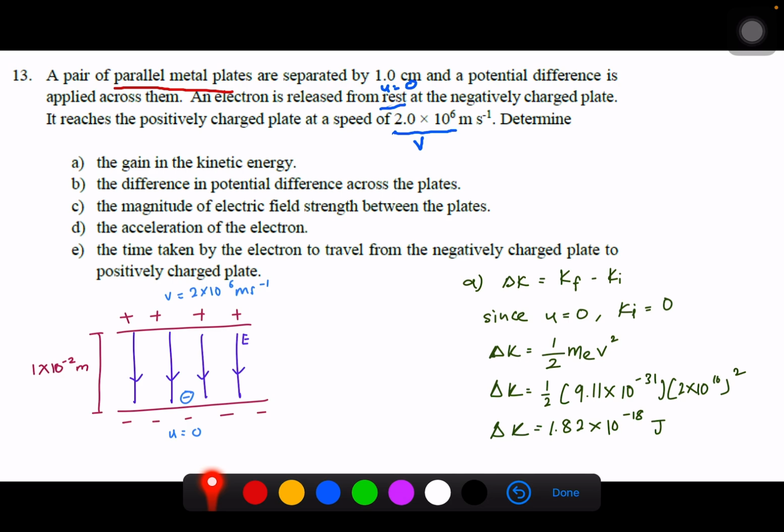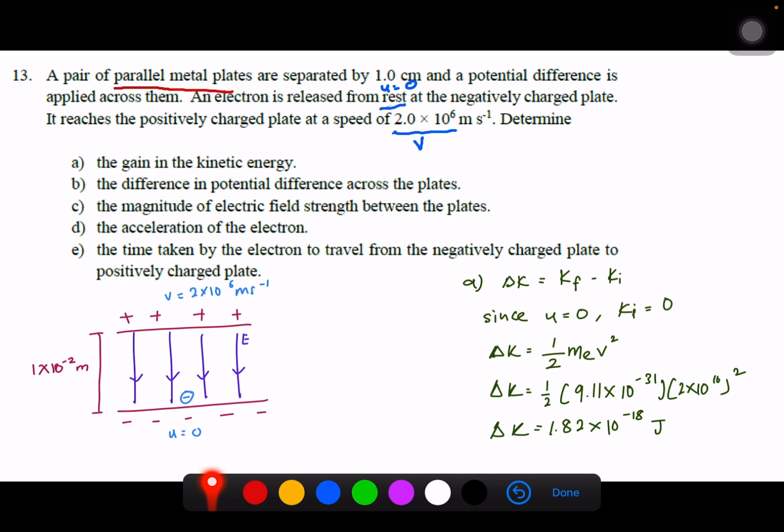Since this one is an electron, you need to use the mass of the electron. Okay, the mass of the electron, if this kind of question comes out in the exam, you can use the mass of the electron inside the list of constants in front of the question. So delta K is equal to half, 9.11, here I use 9.11 times 10 to the power of negative 31. Don't forget the square here, and then you should get 1.82 times 10 to the power negative 18 joule. That one is for question A.